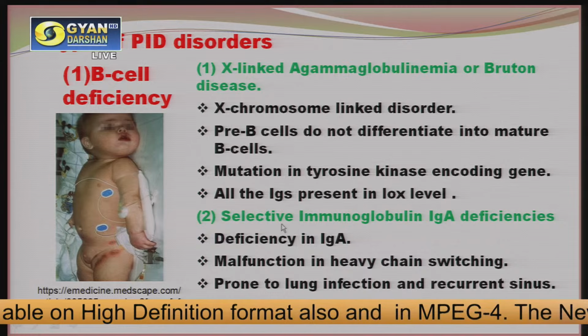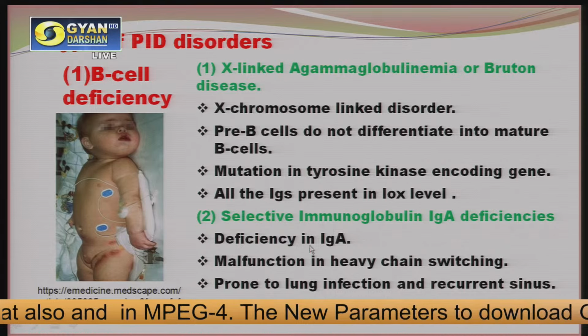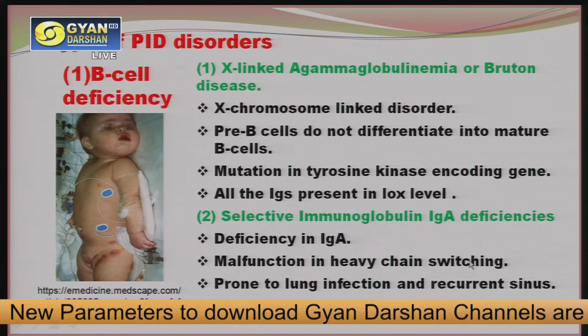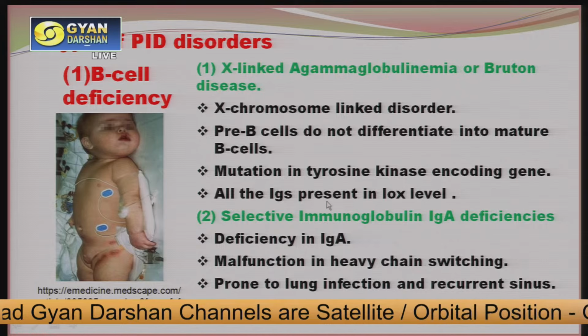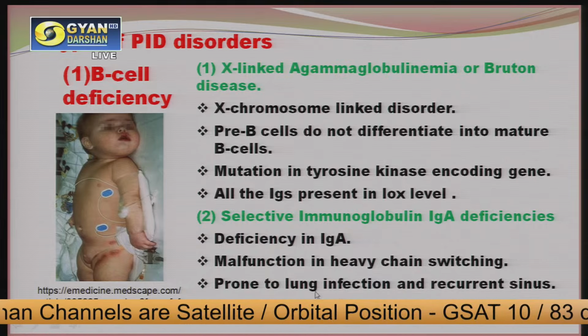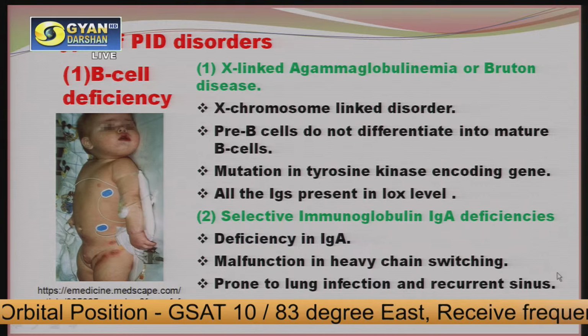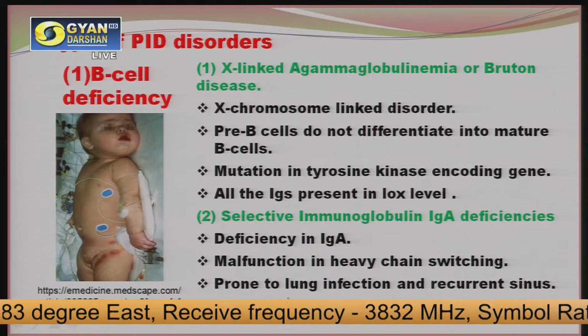The second is selective immunoglobulin IgA deficiency. In this case there is a deficiency of IgA and malfunctioning of heavy chain switching. The heavy chain switching will not take place if this type of deficiency occurs, and the person is prone to lung infection and recurrent sinus infections. It is a very important disease. Being prone to lung infections like pneumonia is due to the deficiency of the B cells.